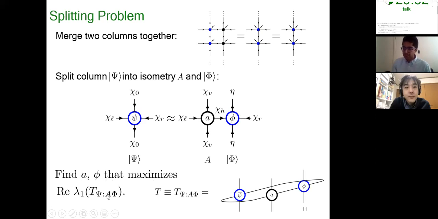To quantify how well we're actually able to perform this splitting, we look for the A and the phi that maximize the real part of the maximum eigenvalue of this transfer matrix T psi A phi. So that's shown graphically in the bottom right. We look for the A and the phi that maximize the largest eigenvalue of this transfer matrix, keeping psi fixed. So this psi is not something that we're able to change. This is given by the input of the problem, and we're looking for an A and a phi, such that A is isometric and phi is a normalized wave function.